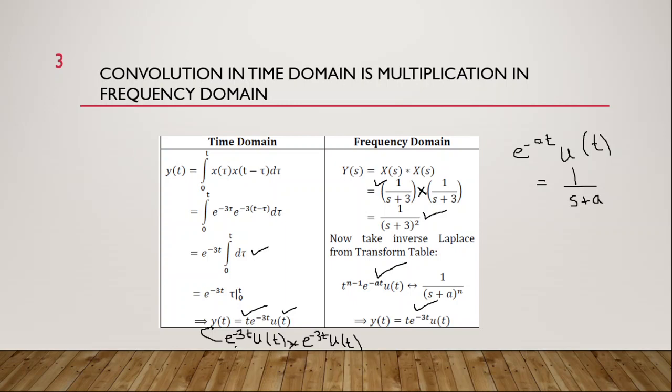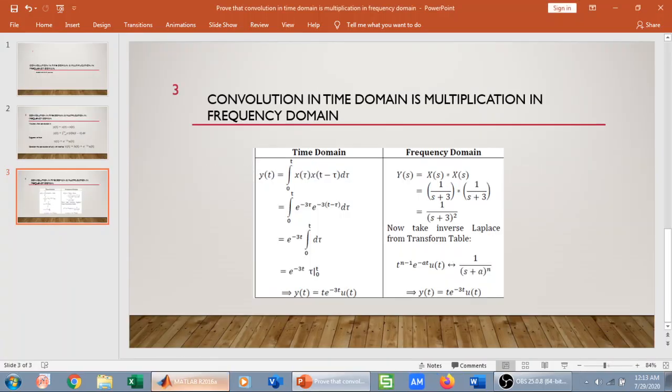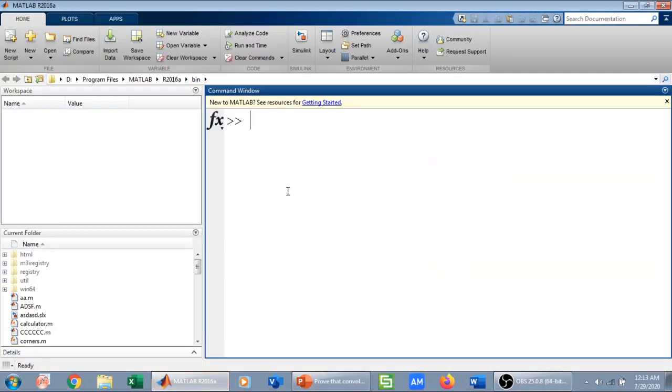In time domain, when we convolve e power minus 3t u of t with itself, we get this equation. And in frequency domain, when we convert both signals, multiply them and then take the inverse Laplace transform, we got the same result, which proves that convolution in time domain is equal to multiplication in frequency domain. Now I will go to MATLAB and perform this.